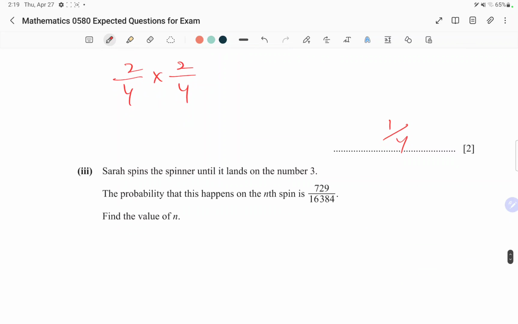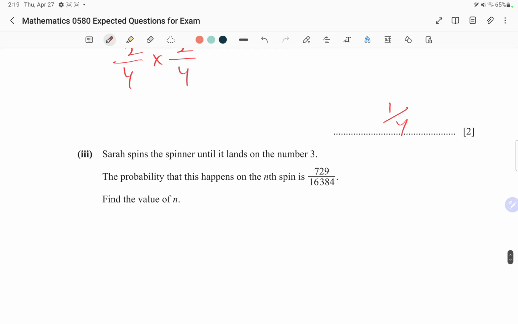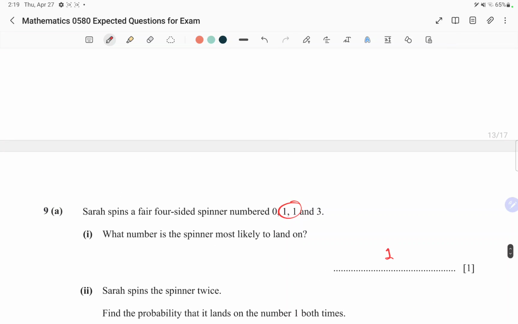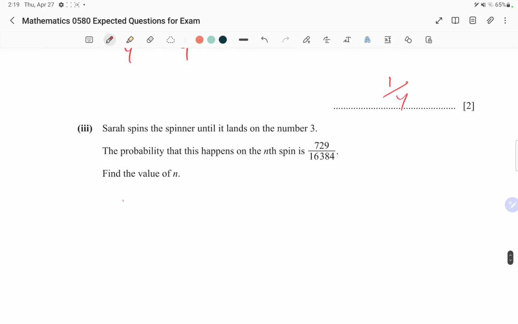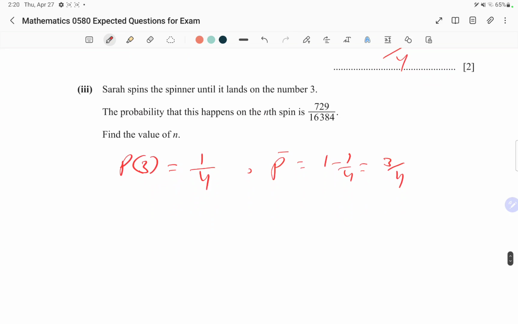Sarah spins the spinner until it lands on number 3. The probability that this happens on the nth spin, find the value n. We have only one 3, so the probability of getting 3 is 1 over 4. So the probability of not getting 3 is 1 minus 1 over 4, which is 3 over 4. Now she will get 3 on the nth spin, so it means on the first spin she will not get 3, which is 3 over 4. Second spin 3 over 4. Third spin 3 over 4, because she is not getting it.